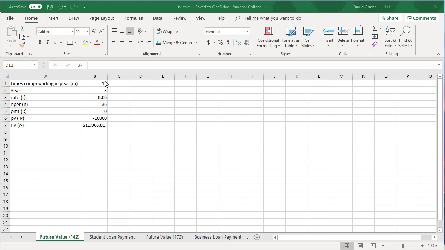So we'll be putting in numbers here and formulas for the first 6 rows, and then we'll have it calculate out what the future value is.